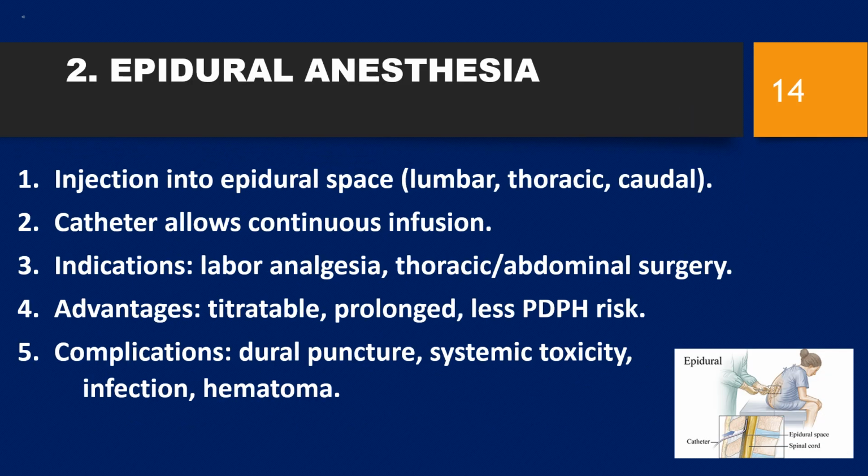2. Epidural anesthesia. 1. Injection into the epidural space, lumbar, thoracic, or caudal, allows for segmental anesthesia and analgesia. 2. Catheter allows continuous infusion, enables prolonged pain relief and anesthesia. 3. Indications. Labor analgesia, thoracic, abdominal surgery, effective for pain management in childbirth and major surgeries. 4. Advantages. Titratable anesthesia allows for adjustable dosing. Prolonged pain relief with continuous infusion. Less risk of PDPH compared to spinal anesthesia.